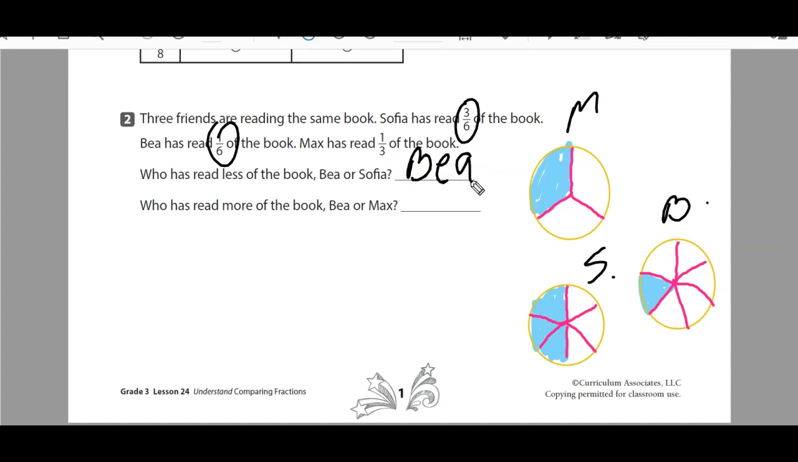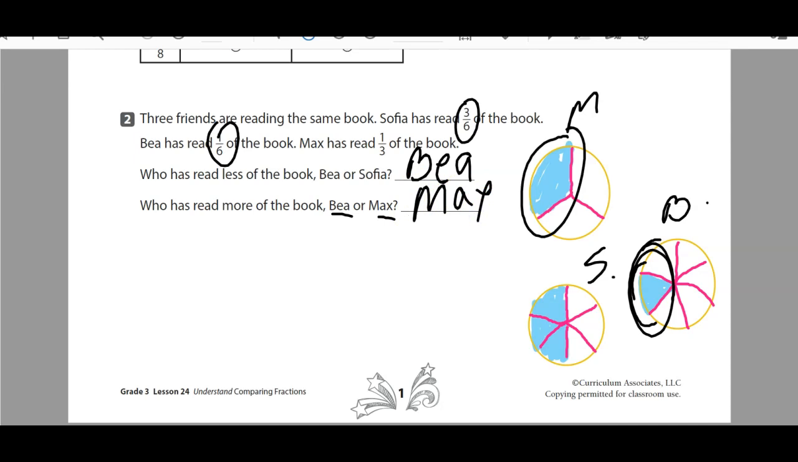Who read more of the book, Bay or Max? Here's 1/6, here's Bay, or B, let's call her that. And then here's Max's piece. Who read more? Max did. And how did I solve this? I created models, didn't I? Yes. Could I use a number line too? Yes, I can.